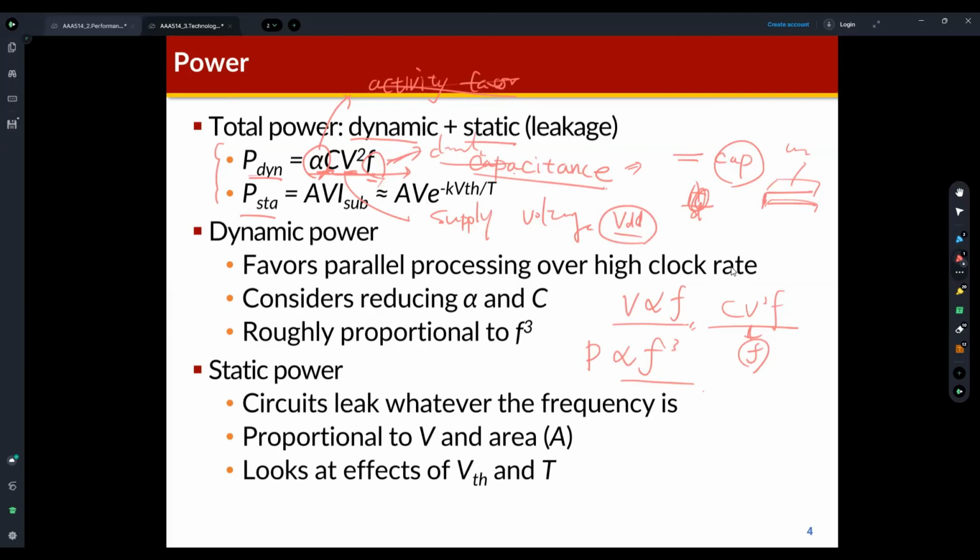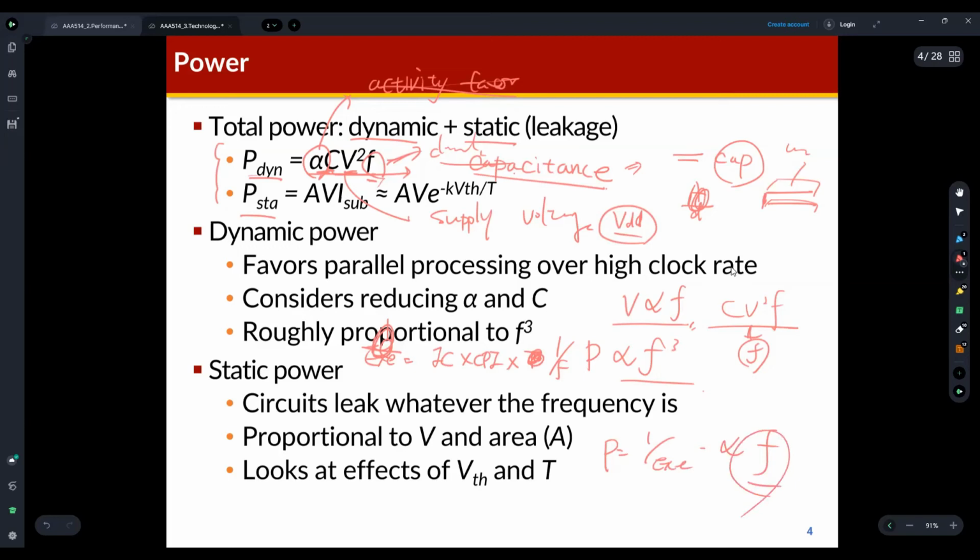Let's see the performance equation. Execution time is the instruction count times CPI times T, where T is 1 over F. The performance is 1 over execution time, which means the performance is proportional to the clock frequency. So if we just focus on hardware design, we can increase the performance easily if we increase the clock frequency. But is that good?